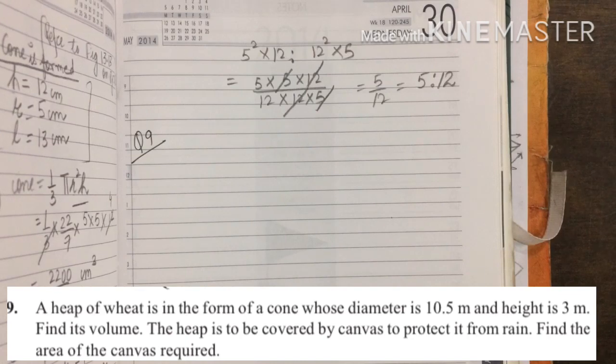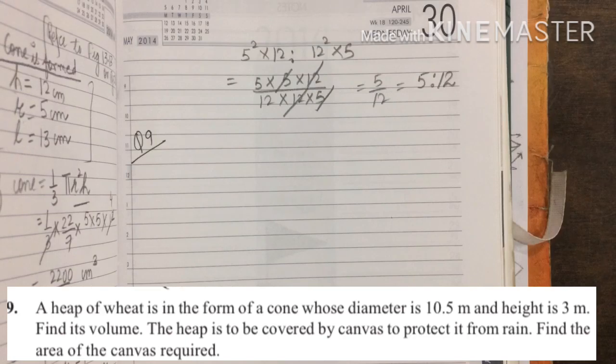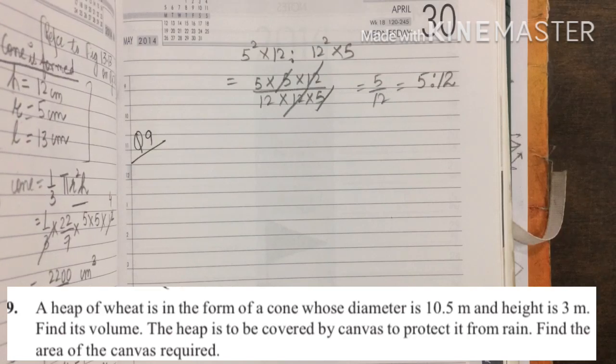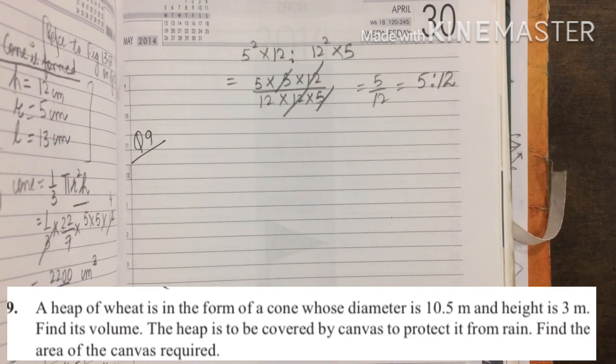of wheat. And in the second part, if you want to cover that heap, the conical heap, with canvas, you have to find out how much canvas is required. So first part is easy, finding the volume. You can use the diameter to obtain the radius. Height is given, so 1 by 3 pi r square h will give you the volume.